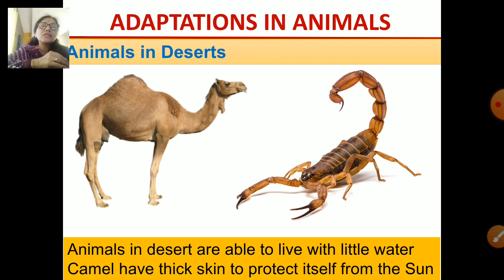Okay, as I told you, there is very little water in the desert region, right? So in this hump, the fat is stored, or you can say the food is stored, and that fat can be used for many days, and that is why it is able to survive without food or water for many days in the desert, right? So, and it has also got thick skin to protect itself from the sun. Okay.